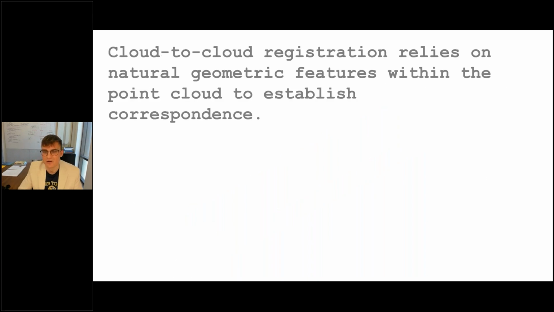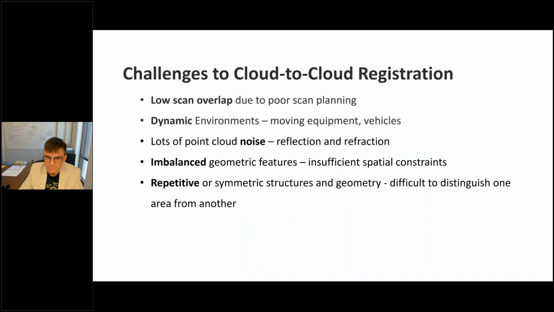Cloud-to-cloud registration tries to detect these correspondences automatically for you, relying on natural geometric features. Think kind of unique surface configurations within the point clouds. For example, the cloud-to-cloud algorithm may look at these two scans, detect the configuration of the major planes, the walls, and draw correspondences that way. Cloud-to-cloud is very powerful, but it's not perfect. It does fail for many reasons. So let's go through these.